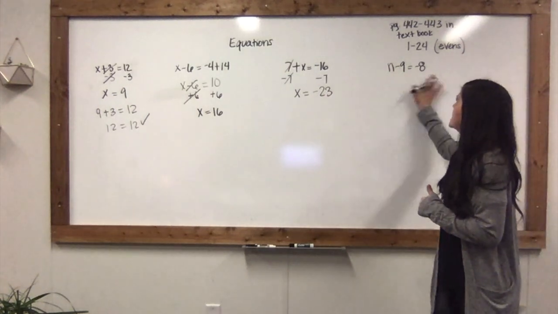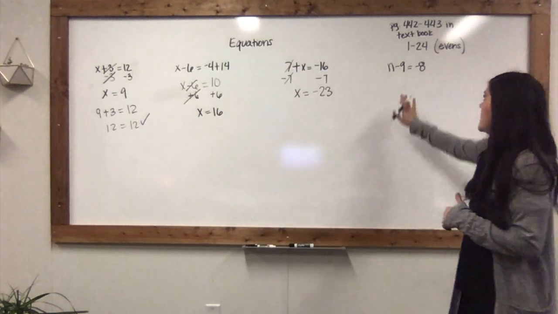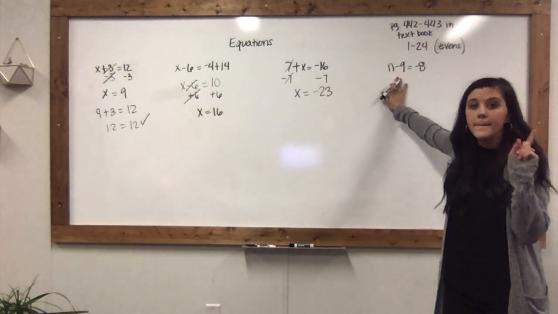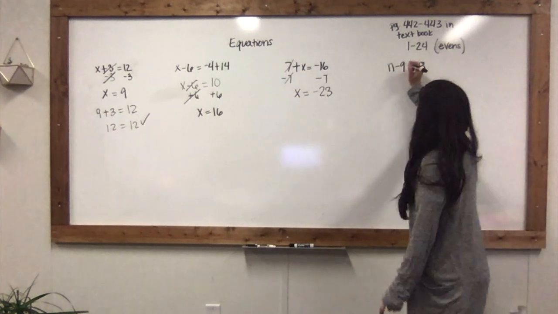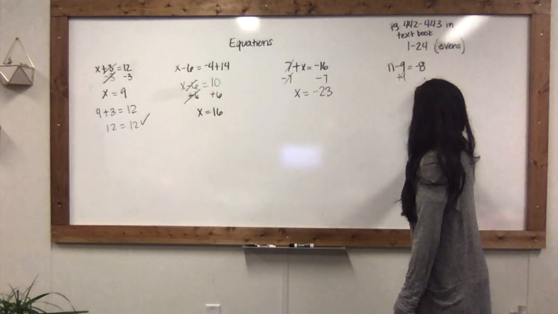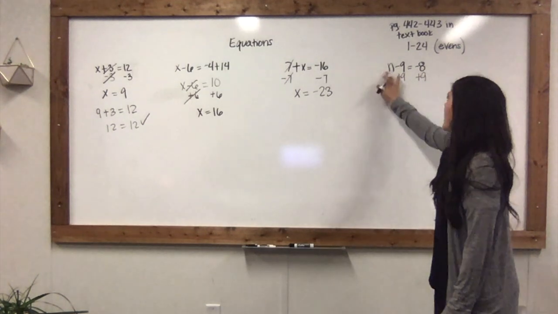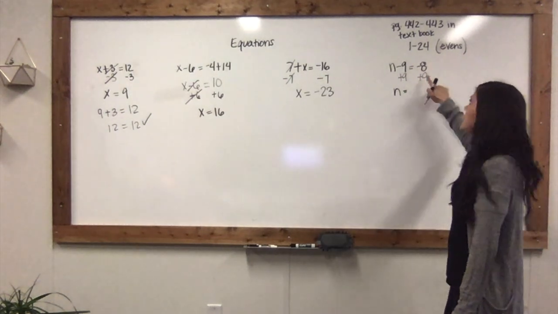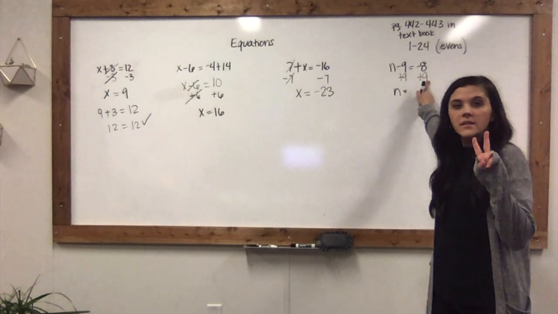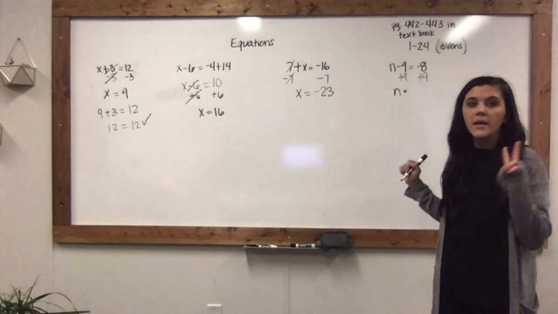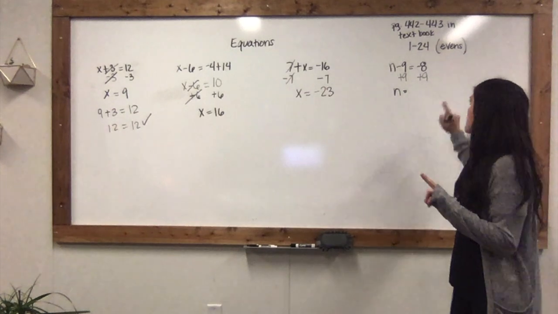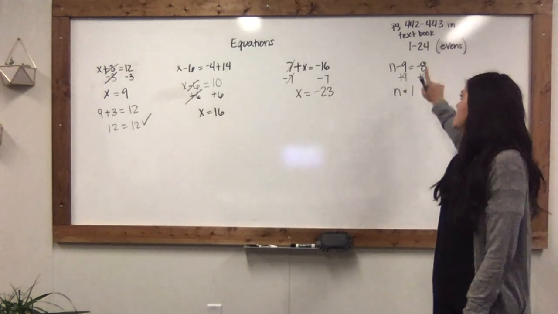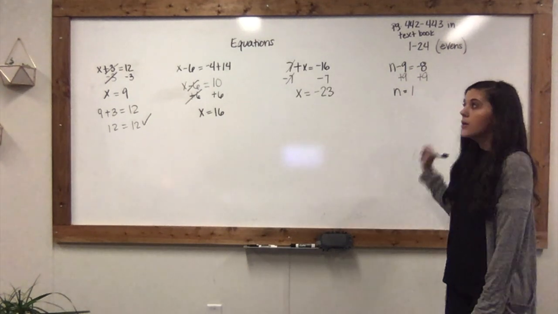And then this last problem over here, I have n minus 9 equals negative 8. So the opposite of minus is plus. The opposite of subtraction is addition. So we're going to add 9 to both sides. We're left with just an n over here. So negative 8 plus 9. We have different signs here, so remember we subtract and we take the sign of the larger absolute value. So 9 minus 8 is 1, and the 9 has the larger absolute value, so it is going to be a positive 1. Okay, I'm going to erase the board real quick.